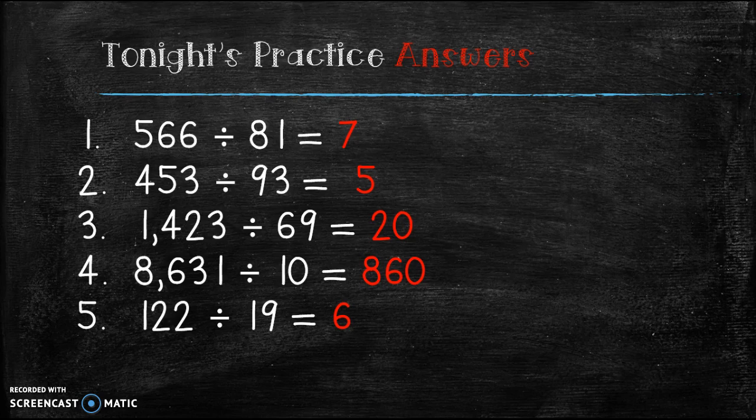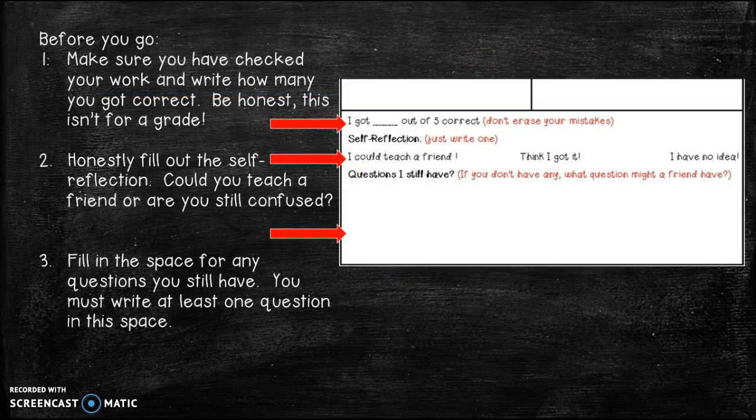Remember, if you didn't get one of these answers correct, I just want you to circle the problem. I don't want you to actually erase and change your answer, because then I have no way of knowing what you know and what you don't know tomorrow when we meet in small groups. So make sure you checked your work and you wrote how many you got correct. Again, be honest because this is not for a grade. I need you to honestly fill out your self-reflection. Could you teach a friend or are you still confused? And I need you to fill in the space for any questions that you still have.